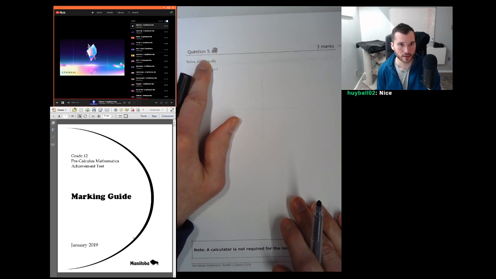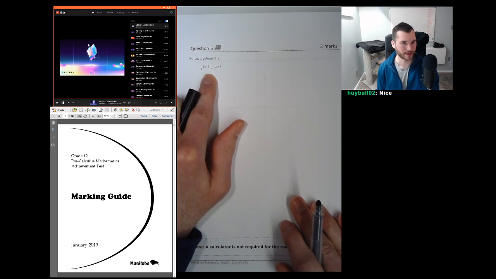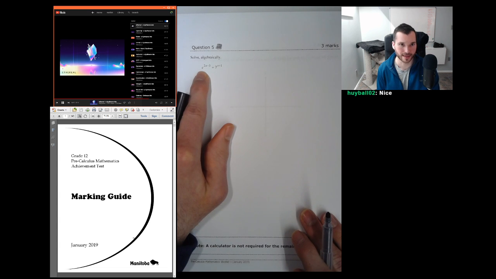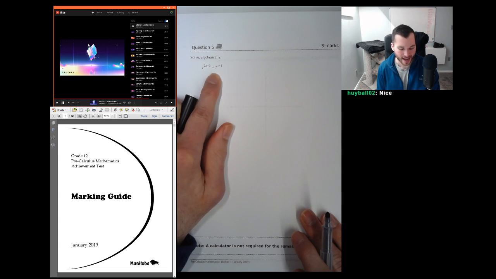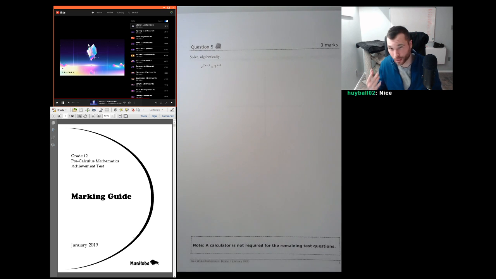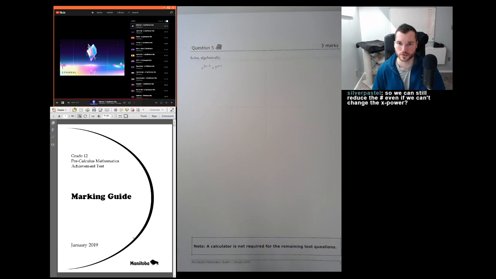Solve algebraically, calculator question, another 3 marker. So we have this. A couple things right off the bat. I noticed that it's using the natural e, and it has a 7 on this side, but there's nothing I can do to get them down to the same base. Plus it's a calculator question, which should indicate that you're going to have to do that. So we can still reduce the even number if we can't change the x power.